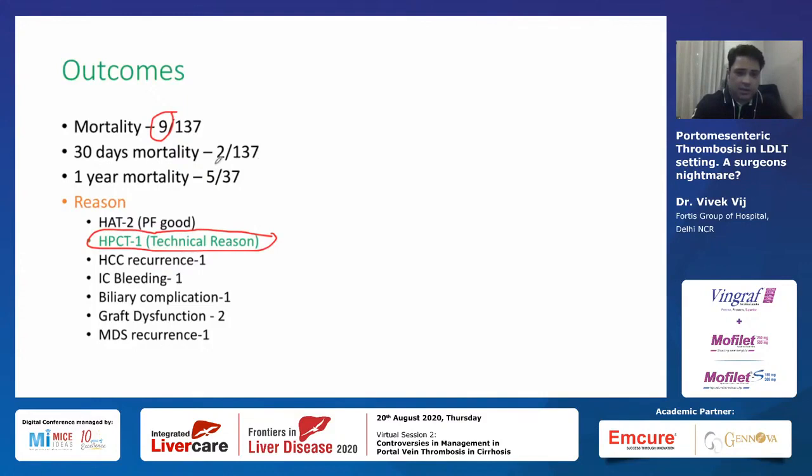And within 1 year, most of the patients died between 30 days and 1 year, and they died because of various reasons like HAT, HCC recurrence, IC bleed, biliary complications, graft dysfunction, and MDS recurrence.